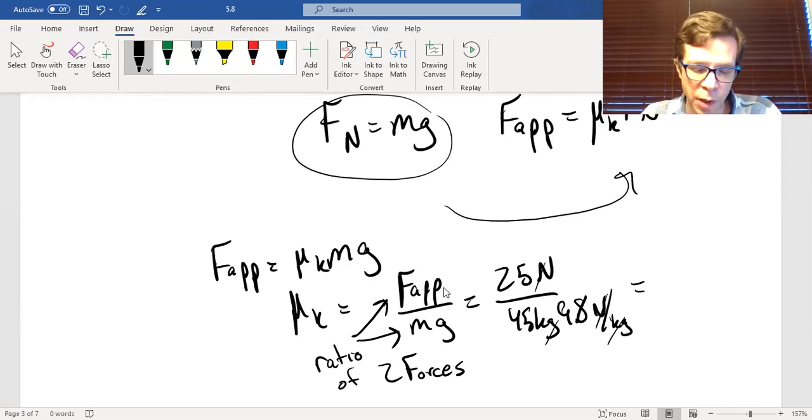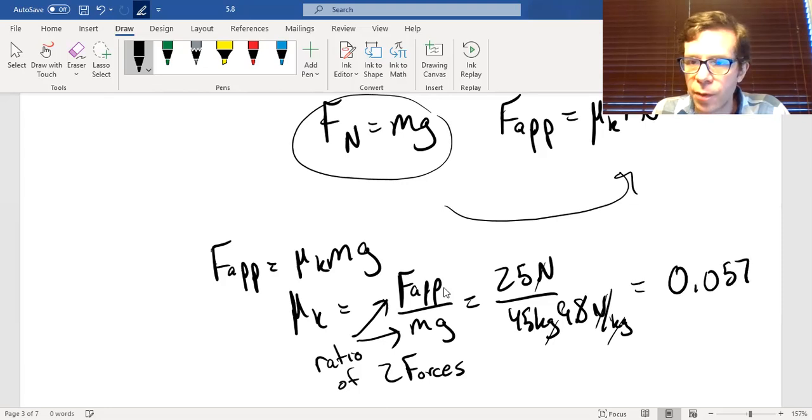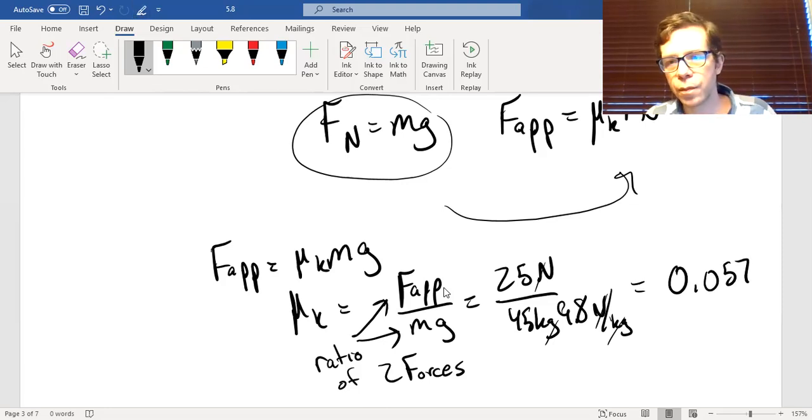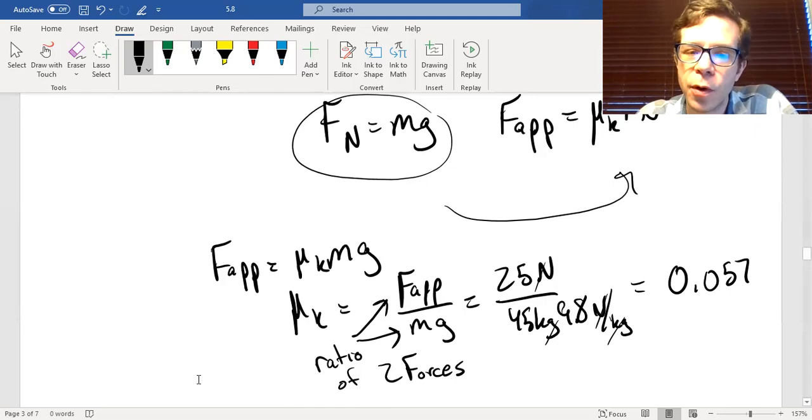And for this example, we end up with, oops, typed something in wrong. 25 divided by 45 divided by 9.8. We get a mu of 0.057. All right, so there we've done a static and a kinetic now, and we'll call it there.